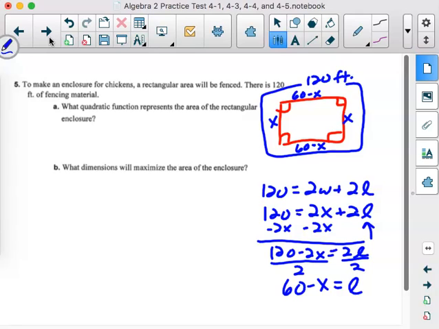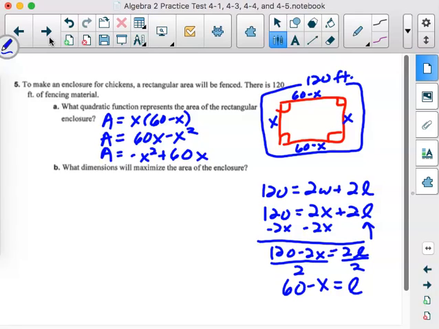If you look at my picture, I have x's all over the place. So when they ask what quadratic function represents the area of the rectangular enclosure, rectangles are length times width. So area equals x times 60 minus x. Now, I don't know what the area is yet. All I know is that that's what would do it. And I could certainly distribute this and turn it around so it's in standard form.